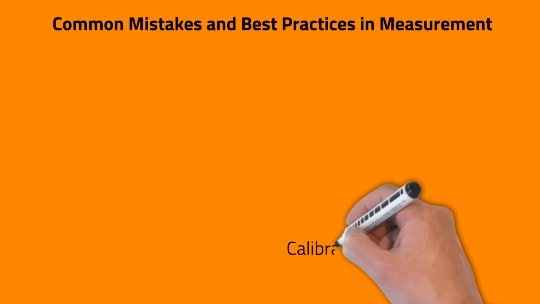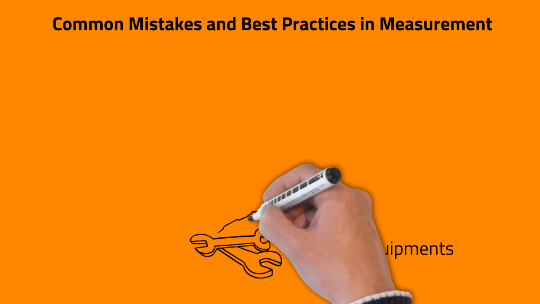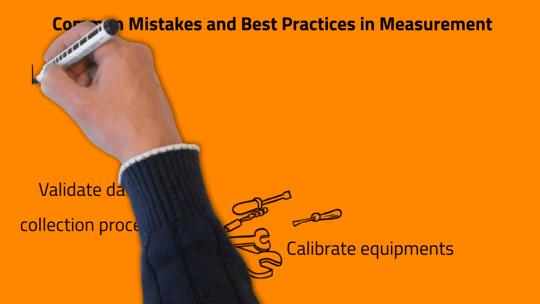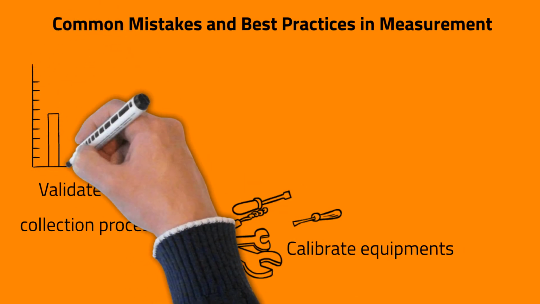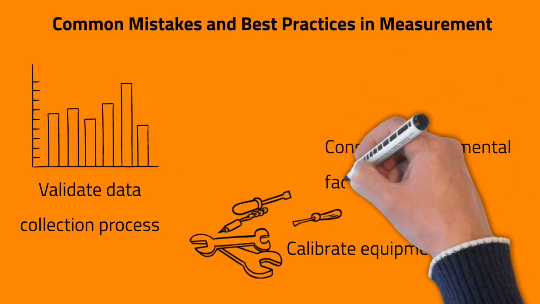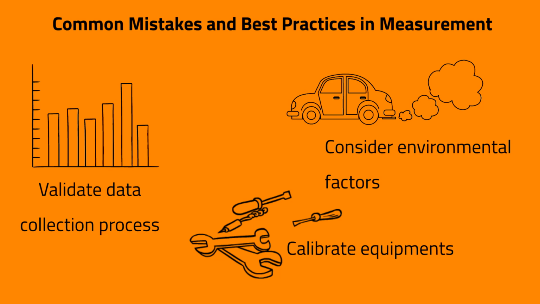Let us talk about the practical tips and common pitfalls in the measure phase. Even small measurement errors can lead to big problems. Avoid common pitfalls like using outdated or uncalibrated tools. Regularly calibrate your equipment, validate your data collection process, and ensure environmental factors don't skew your results. These best practices help you maintain data integrity, setting the stage for successful analysis and improvement.